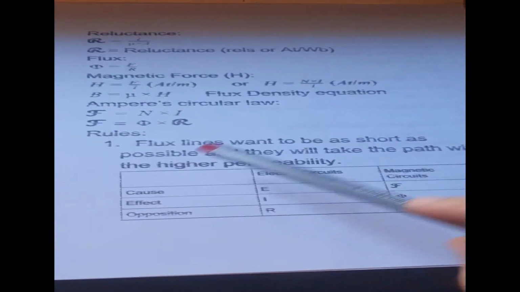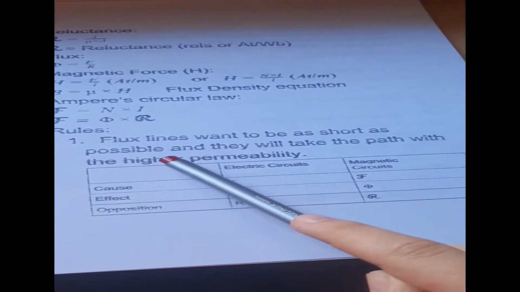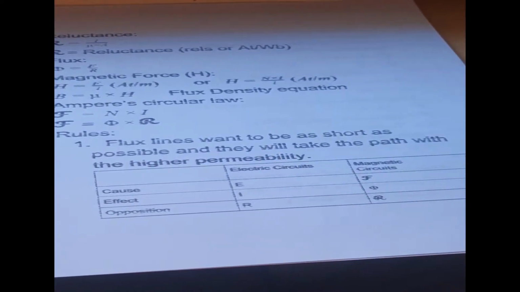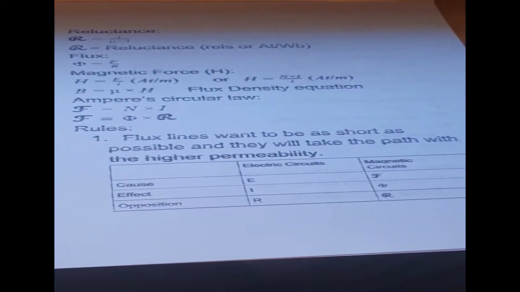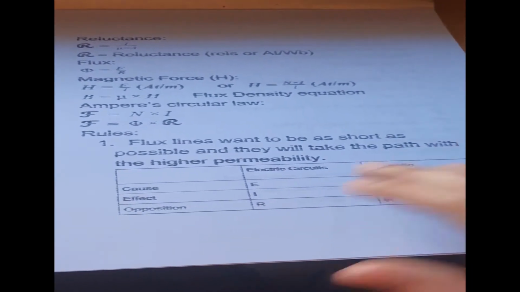But anyway, here is one of the rules: flux lines want to be as short as possible, and they will take the path with higher permeability. Okay, that's important to know. We won't really use this rule in calculations, but just so you know.